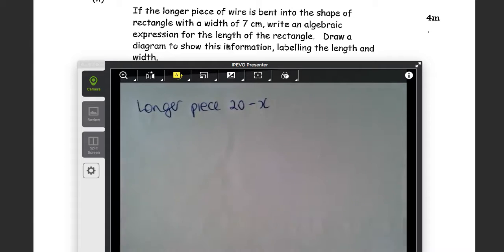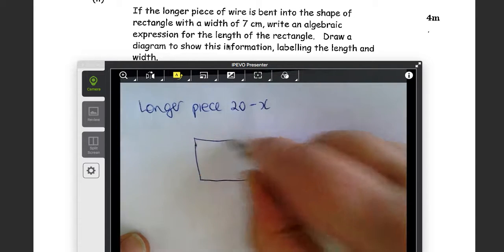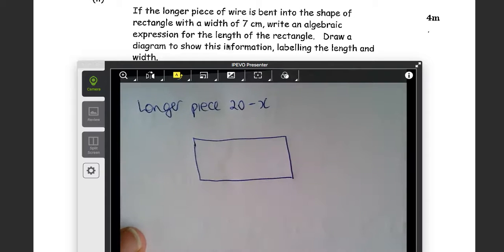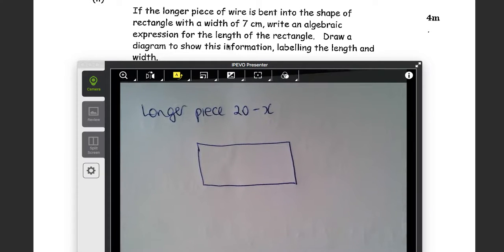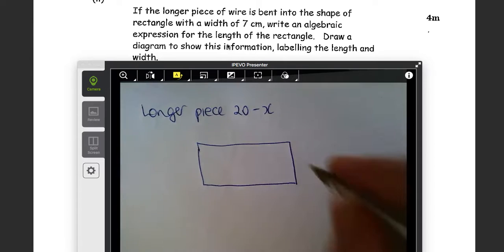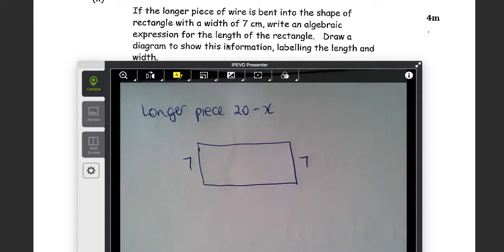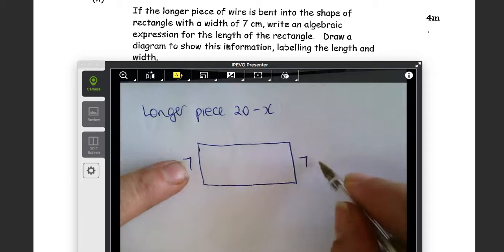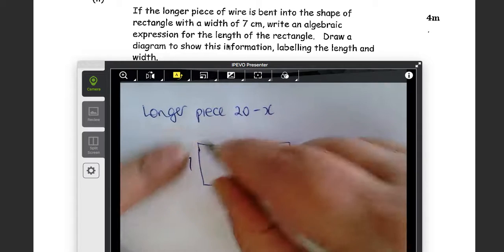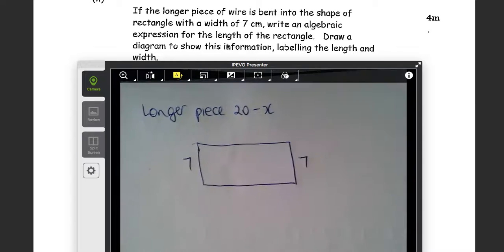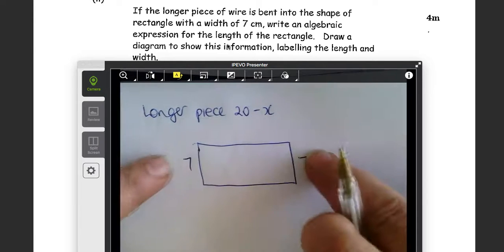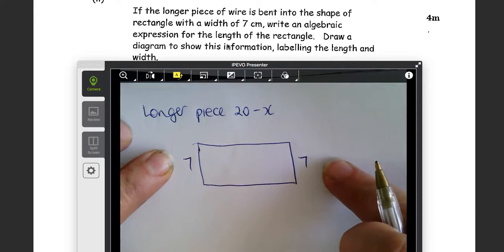It's bent to form a rectangle. So I'm drawing a rectangle, and the rectangle has a width of 7. So, girls, I'll go width of 7, width of 7. Okay? It says draw a diagram to show this information, labelling the length and the width. Girls, what does everything add up to so far? The longer piece is 20 minus X. It's got to go all the way round. So if the width is 7, are you okay with me drawing the width 7 like that?